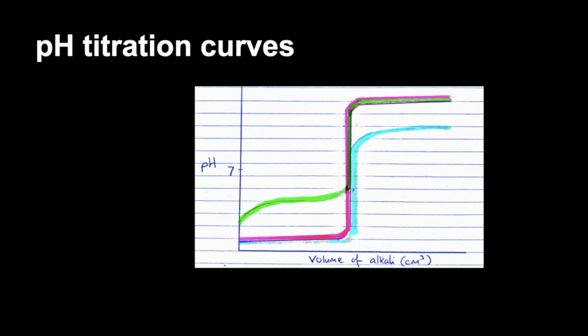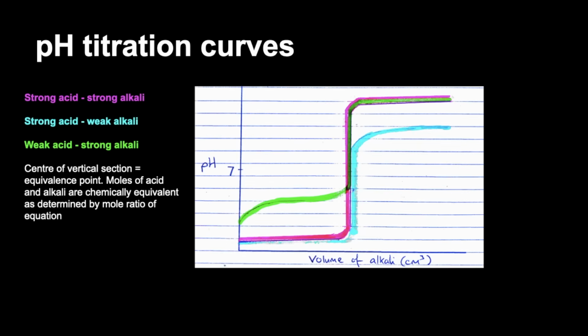Final slide on this topic is about pH titration curves. So there's just a very rough sketch that I've done with the three curves. I'll just explain the different colours. So the pink one is the strong acid, strong alkali combination, so something like hydrochloric acid with sodium hydroxide. The blue one is strong acid, weak alkali, so something like hydrochloric acid with ammonia or ammonium hydroxide. And the green one is weak acid, strong alkali, so something like ethanoic acid and sodium hydroxide.